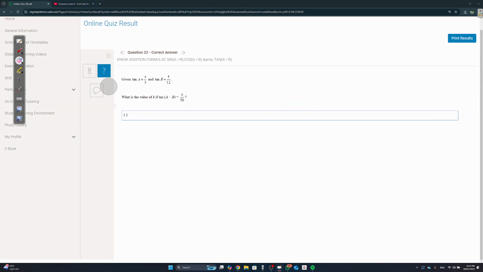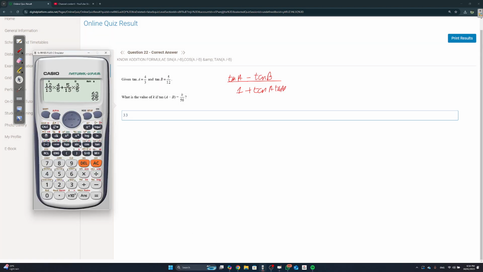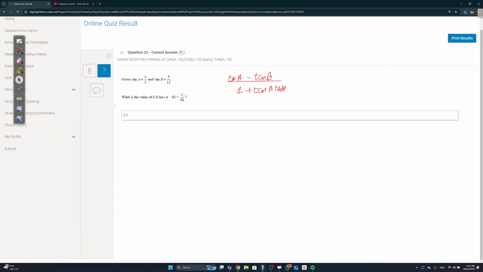Question 22. What is tan a minus b? Remember, tan a minus b is tan a minus tan b over 1 plus tan a tan b. Okay? So let's do it. Tan a minus tan b, so 4 over 3 minus tan b, 5 over 12, over 1 plus tan a tan b, so in brackets tan a, 4 over 3, times tan b, 5 over 12. 33 over 56. Okay, k is 33.